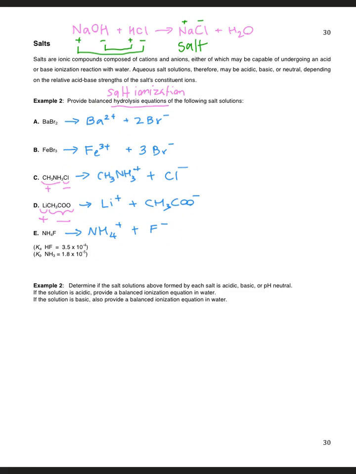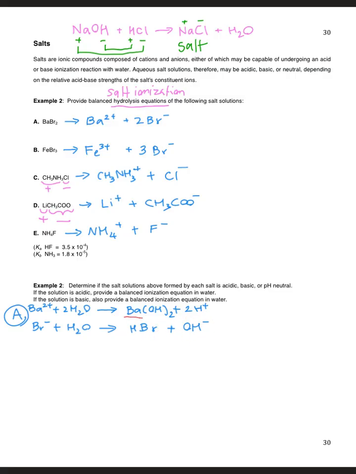Next, we are going to use the hydrolysis equation to help us determine whether salts will produce an acidic solution, a basic solution, or a pH neutral solution. We are going to use the concept that we learned from the previous page to combine each of these ions with water and see what the products are. Let's take a look at the ions from salt A. When barium ions react with water, it will form barium hydroxide and 2 protons. And when bromide ion reacts with water, it will produce hydrobromic acid and hydroxide ions.